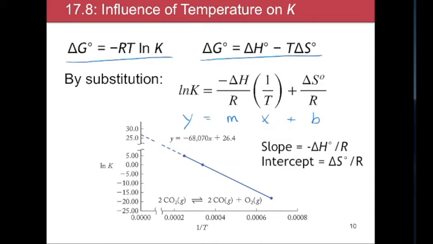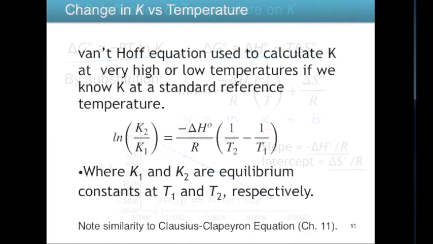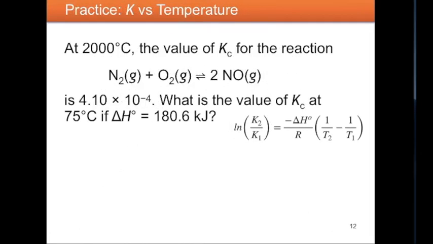So if we were to plot the natural log of the equilibrium constant versus 1 over the temperature, we would end up with a straight line where the slope is minus delta H over R, the intercept is delta S over R, and from this we could determine what the delta H of the reaction is and what the delta S of the reaction is. Now, another way we can determine what equilibrium constants are at different temperatures is to use the Van't Hoff equation. So if we know the equilibrium constant at one temperature, we can find the equilibrium constant at another temperature. Notice that this is very similar to the Clausius-Clapeyron equation that you learned about previously. So let's just go through a quick example of the Van't Hoff equation.